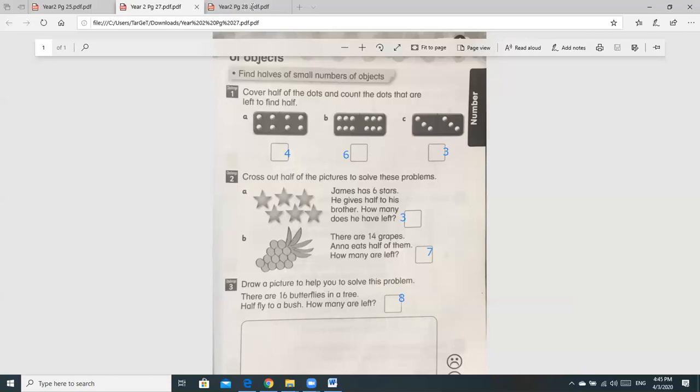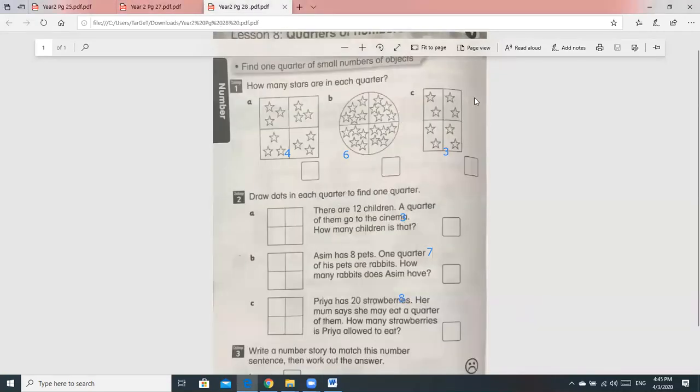Now I want you to get page. So now you know half of any number, what I take, what I leave. Half of 16, 8. What's gonna be left? 8. Half of 6, 3. What I'm gonna leave? 3. Half of 14, 7. What I'm gonna leave? 7. Okay. Let's bring page 28.